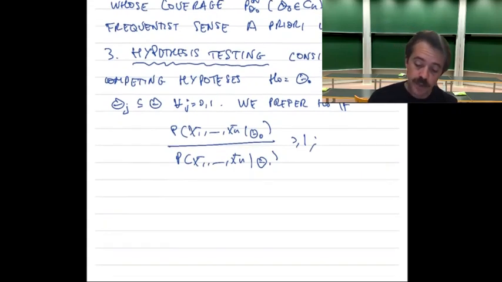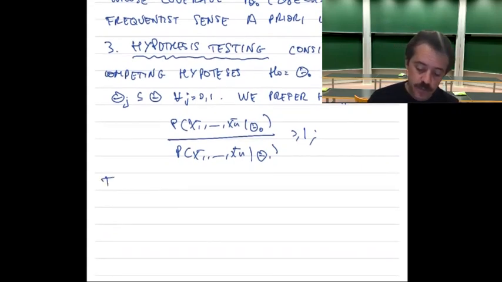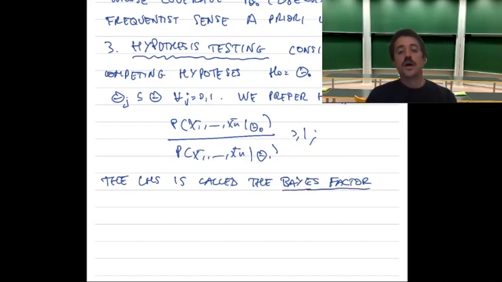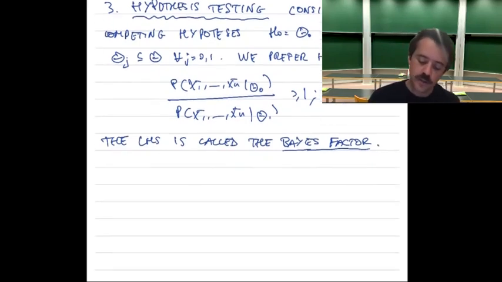And this has a name, by the way. So the left-hand side has a name. The left-hand side is called the Bayes factor. And when you have more hypotheses under consideration, you have Bayes factors, plural. So, okay, so now let's just say one more thing about it.